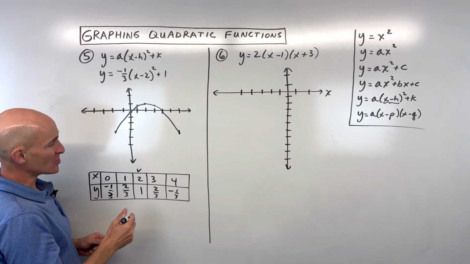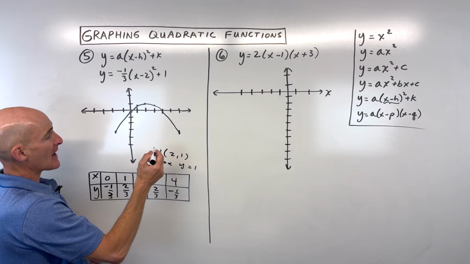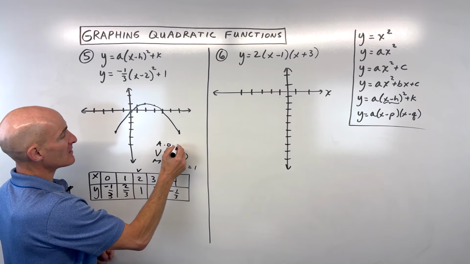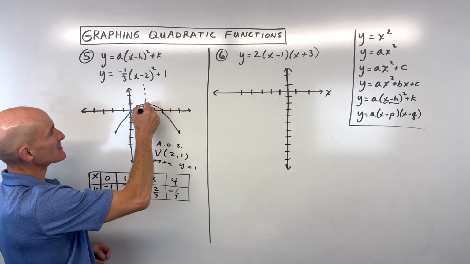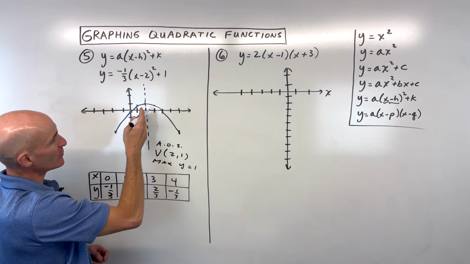So key features, vertex is at, we said 2, 1. This is actually a maximum, see, top of the hill, okay? So we'll say max, and how high does it go? It goes up to a height of a y value of 1. Okay, so you could say max is 1 or y equals 1. The axis of symmetry, that's the line that divides the parabola in half. That's going to be this line right here. It goes right through the vertex. That's the line x equals 2.